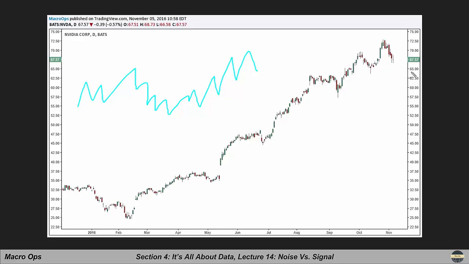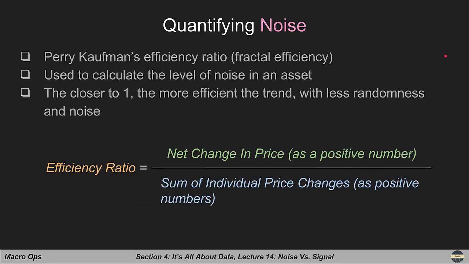So these are the types of charts that we want to be focusing on when we're looking at what universe we want to trade, or what stocks or assets we want to research deeper for potential executions. So a way to quantify noise in a chart, we're going to get a little more quantitative here, is called the efficiency ratio. And this comes from Perry Kaufman's book. And it's used to calculate the level of noise in an asset. So if you prefer doing a calculation over just looking at the chart, here's the method we can use.